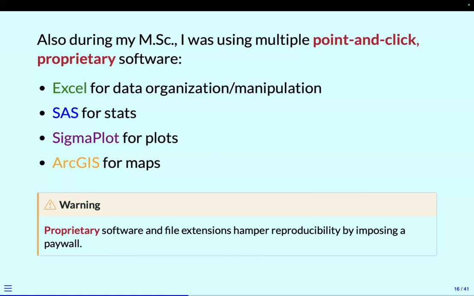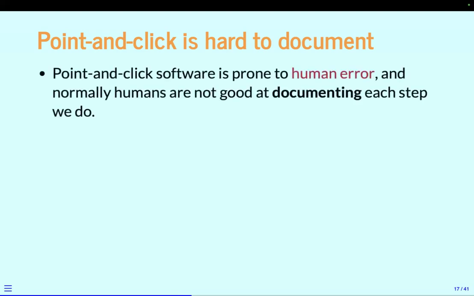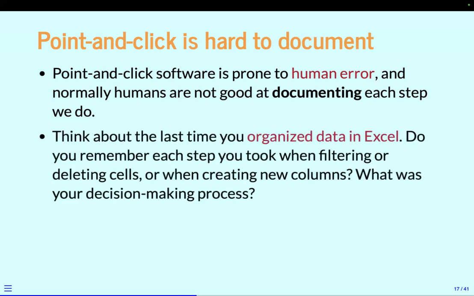The way that I decided to approach this, and what I recommend, is to use open source free software whenever possible. So proprietary is one piece of that, and then we have point and click as being the other piece, right? Point and click software is very prone to human error. And we're normally not very good at documenting what we're doing, right? Because point and click does not create documentation for you, and you're not documenting yourself, it basically becomes very hard to reproduce something that you're doing with point and click software, right?